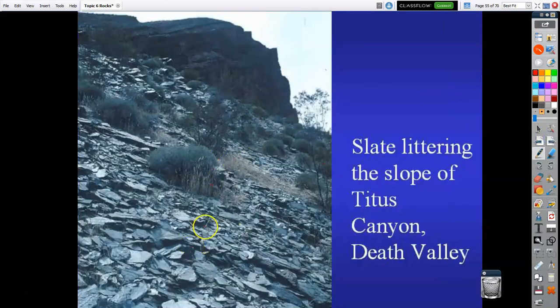This is slate, and again, some of you live out on Slate Quarry. Now, this isn't Slate Quarry. This is out in Death Valley, California.